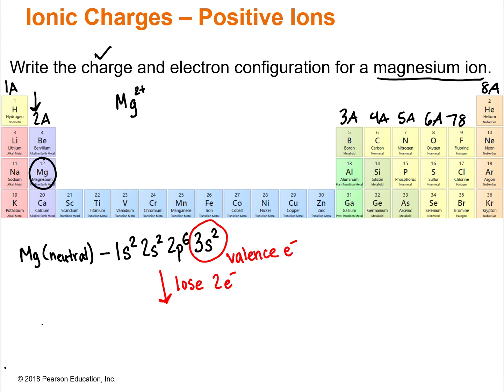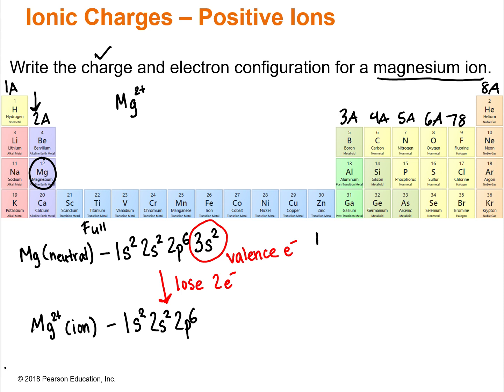So our configuration for the ion, and I'm putting ion in parentheses just to stress that it is not the neutral atom anymore. It is a magnesium ion. That is the configuration for the magnesium ion. And that was the full configuration. Let's write the abbreviated forms for both of these.